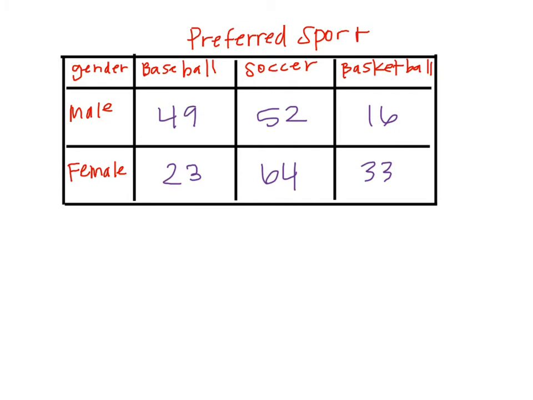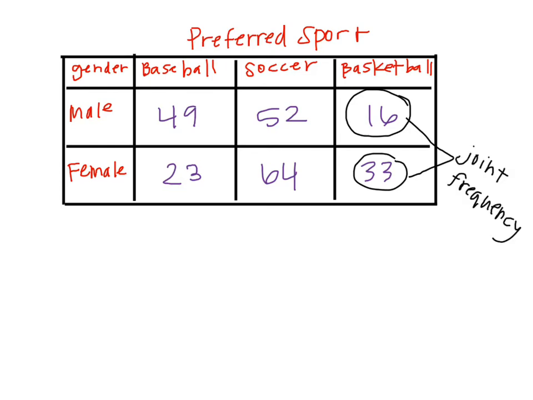So we talked about the joint frequency on that previous slide. The joint frequency is the number of responses for a given characteristic. So 16 would be the joint frequency, or the amount of times that males said they preferred basketball. 33 is the joint frequency, or it's the number of times that females said they preferred basketball.